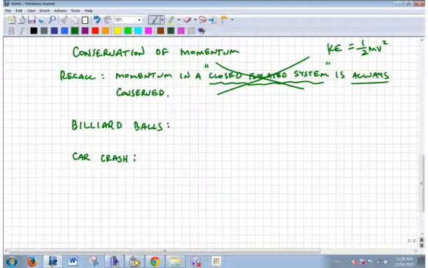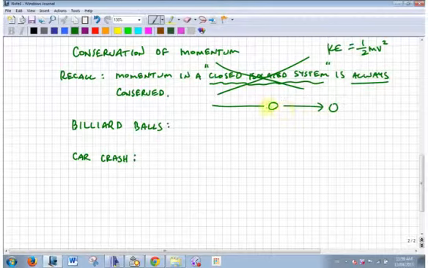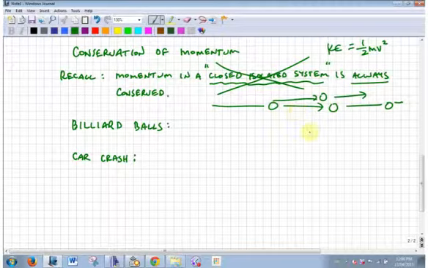Billiard balls, which one? Is kinetic energy conserved or not conserved? Is it converted to other forms? Yeah, it is. You hit the cue ball and it hits the other ball, and this one stops and this one continues on at the same speed this one had. So you could argue that 1/2 mv squared before equals 1/2 mv squared after.